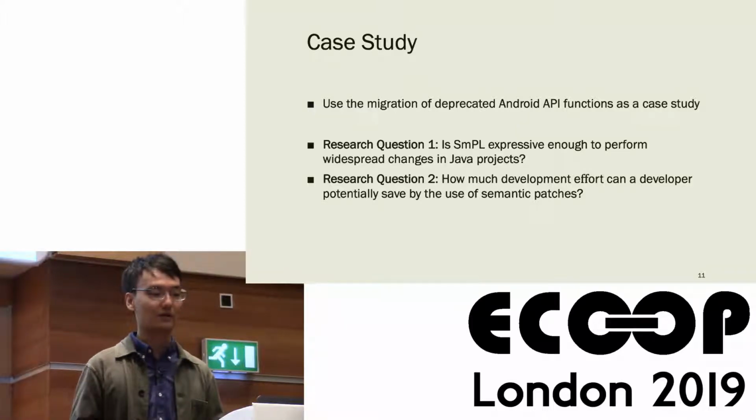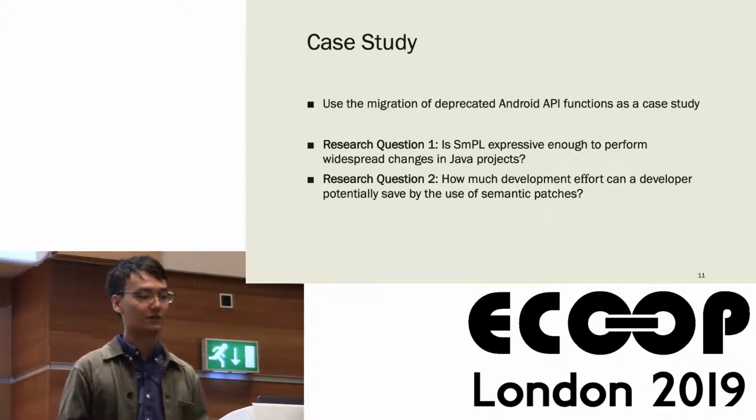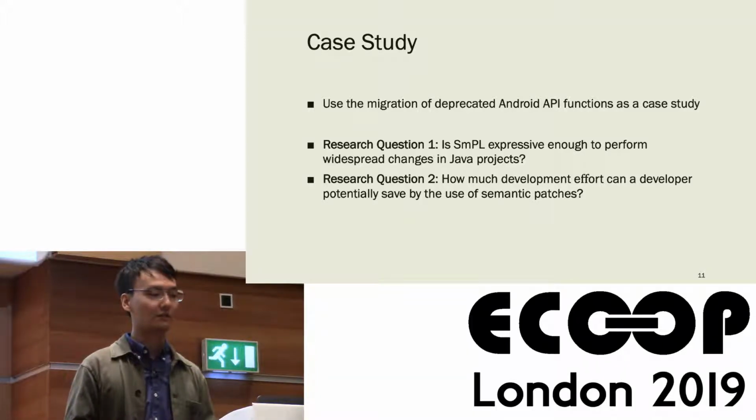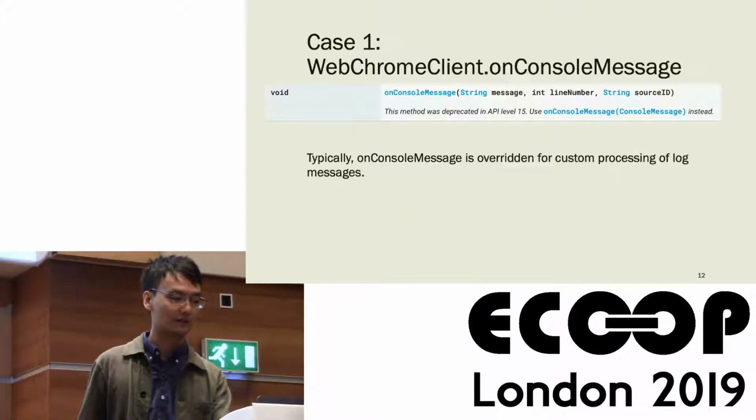Now that Coccinelle can work on a pretty large number of source files, we wish to investigate two research questions. Firstly, is SmPL expressive enough to perform widespread changes in Java projects? And secondly, how much development effort can a developer potentially save by the use of semantic patches? To answer these questions, we target transformations made for migration of deprecated Android API methods. As Android is very mature by now and evolves very quickly, there have been many APIs that have been deprecated. We also know that there are a large number of open source Android apps. So it's a very useful study for us.